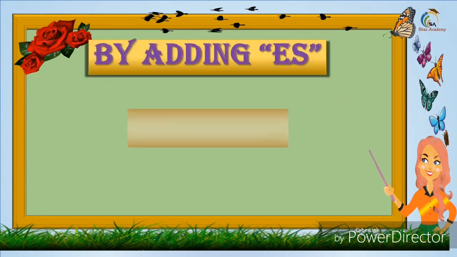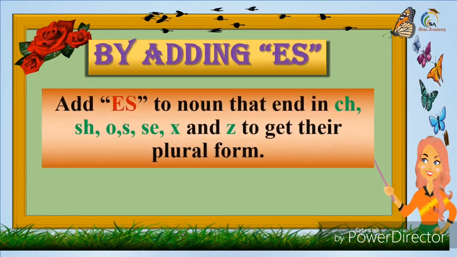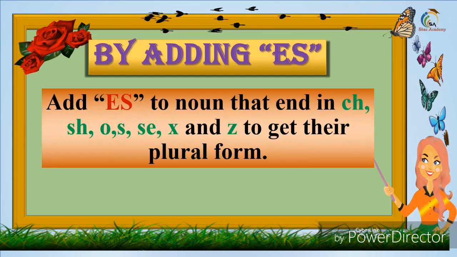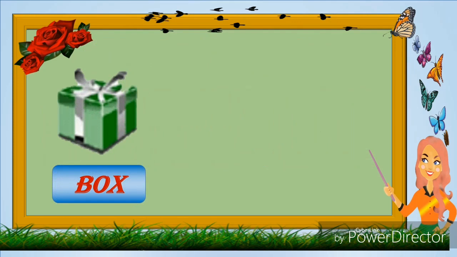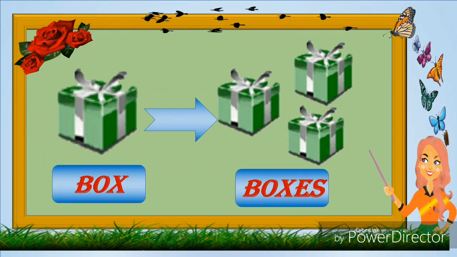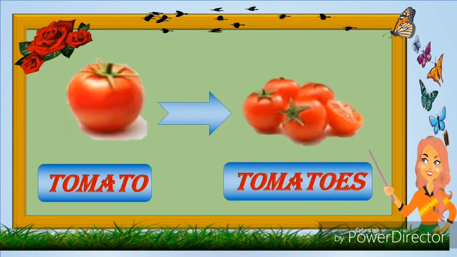By adding es. Add es to noun that end in ch, sh, o, s, se, x and z to get their plural form. For example, box, boxes, tomato, tomatoes.